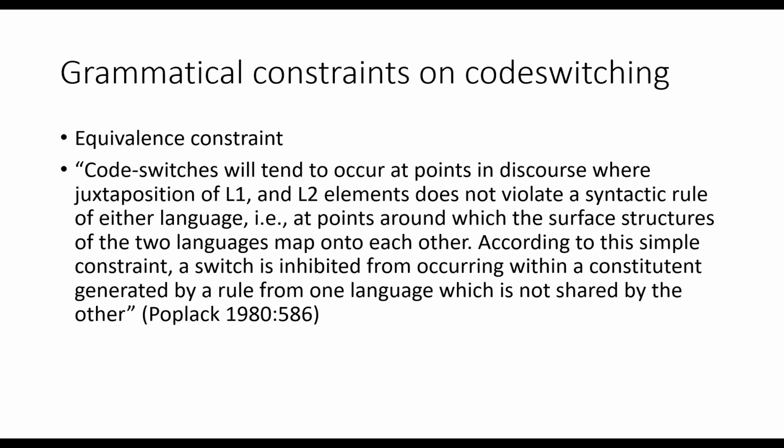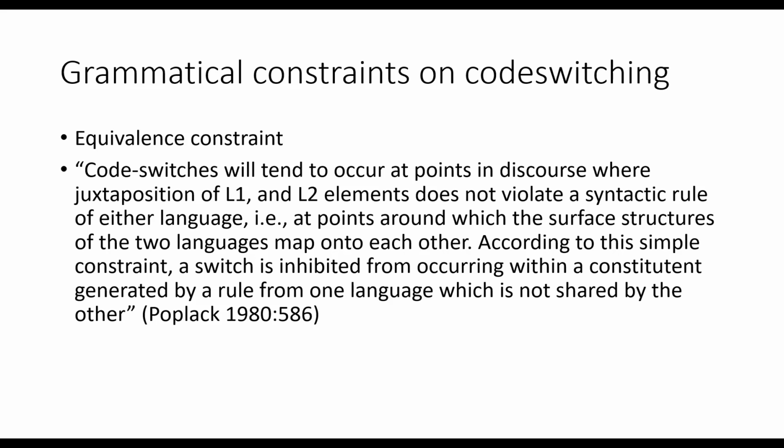But now when we talk about code switching, it's not as though code switching can just happen. We have constraints on code switching. So we have things that constrain the ways in which code switching takes place. The first constraint, and a very important constraint, is the equivalence constraint. The equivalence constraint says that code switches will tend to occur at points in discourse where the juxtaposition of L1 and L2 elements does not violate a syntactic rule of either language.